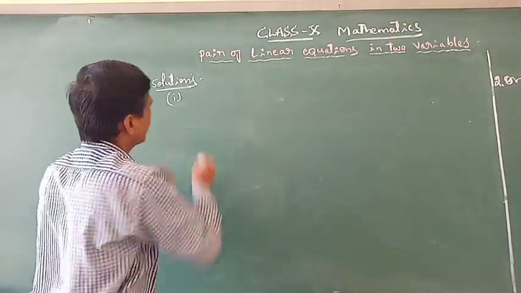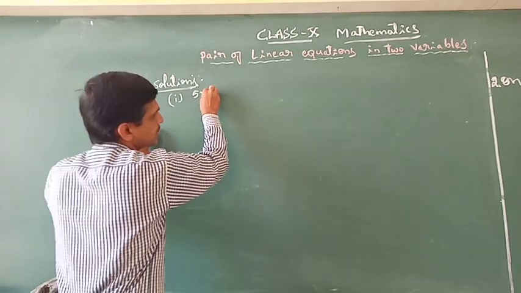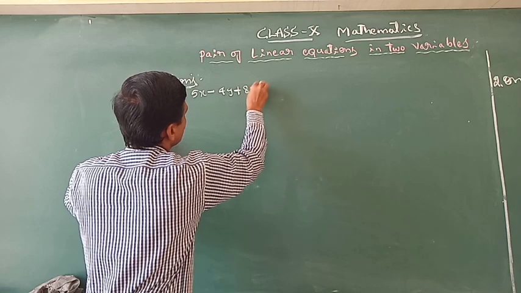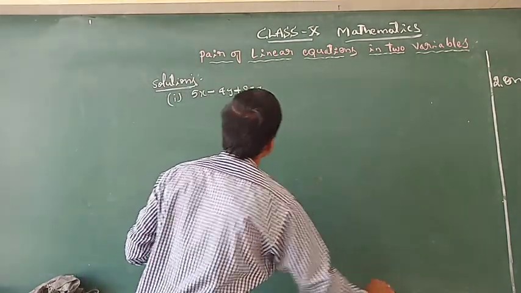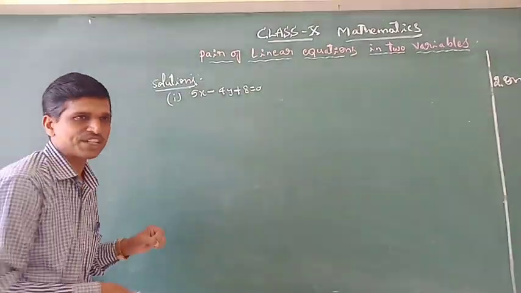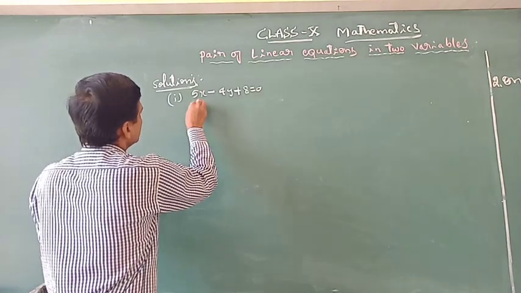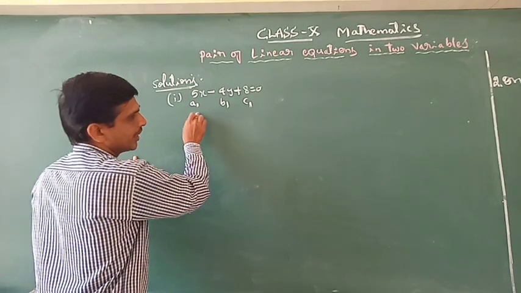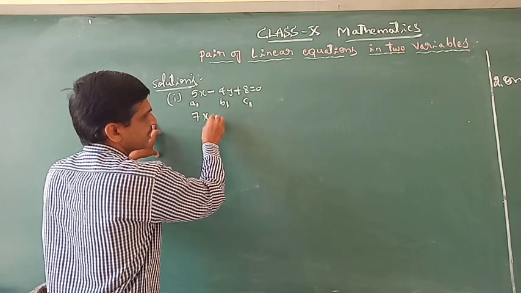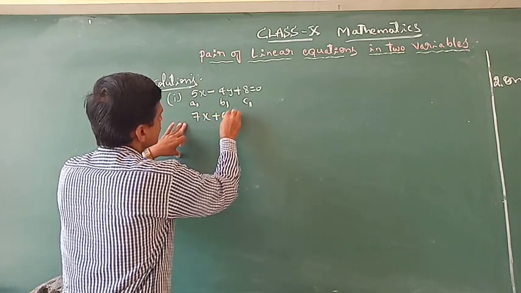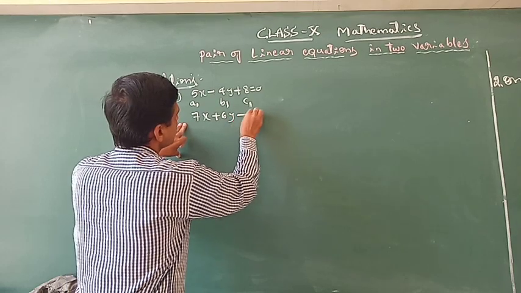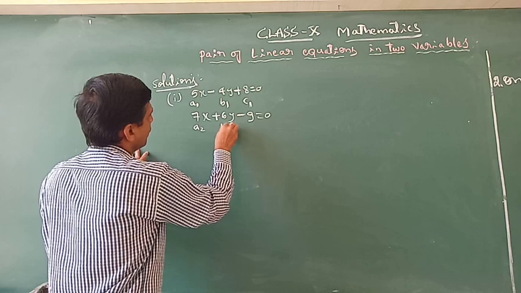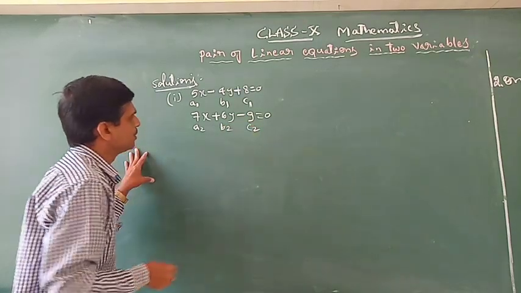Here the given equation, once again I want to write: 5x minus 4y plus 8 is equal to 0. Consider their coefficients. Here it is a1, b1 and c1. Now take the second equation. It is like this: 7x plus 6y minus 9 is equal to 0. Consider their coefficients a2, b2 and c2.